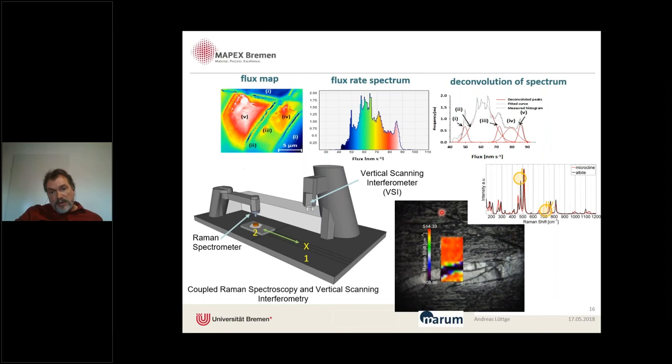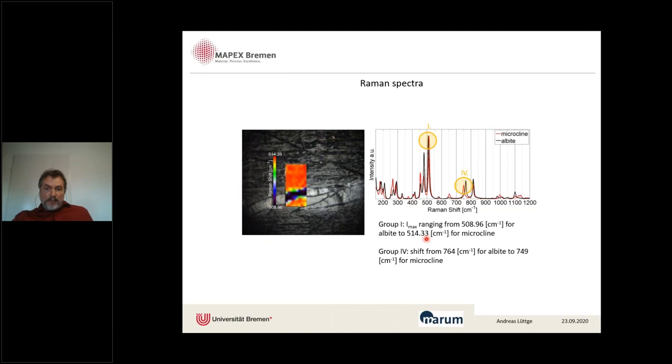You have the underlying 3D height map, topography map of this material. In this case, it's an aluminosilicate, what we call a feldspar. And we overlaid that here with the Raman information. And you can clearly see this exsolution lamellae, and you can see the different chemistry of this exsolution lamellae with respect to the host crystal. You can do that quantitatively and look at that Raman spectrum, see this here in more detail. You can completely analyze that if you like.